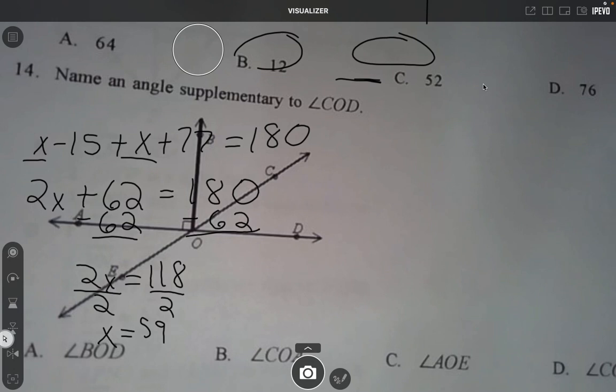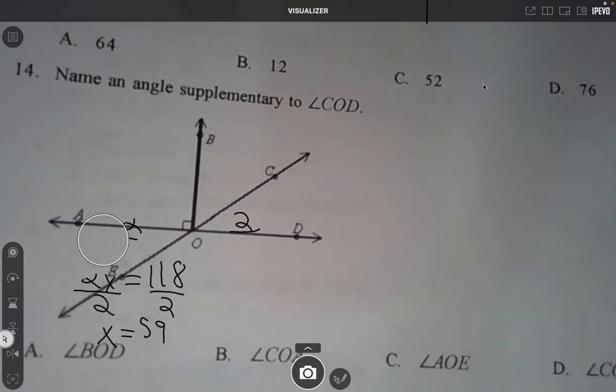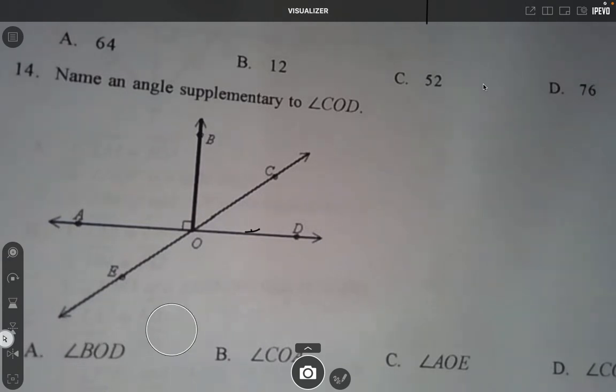First of all, what's supplementary? Oh man, wait, what number was that? 14. Supplementary equals 180. So it says name an angle supplementary to angle COD. I'm just going to color this angle right here in.